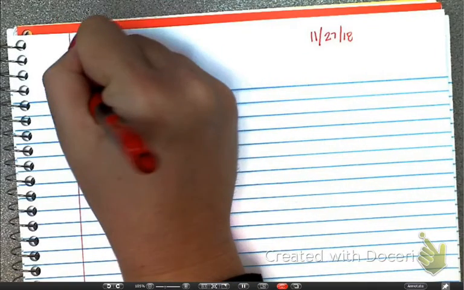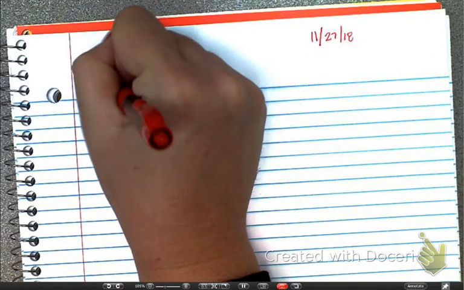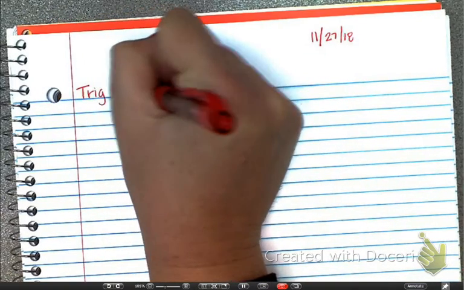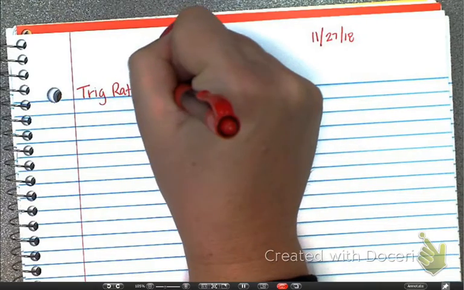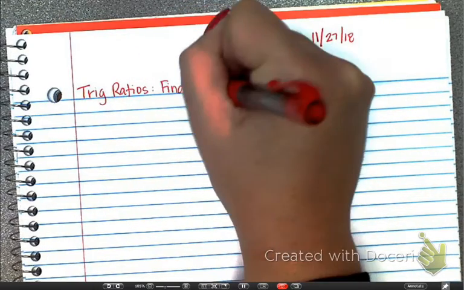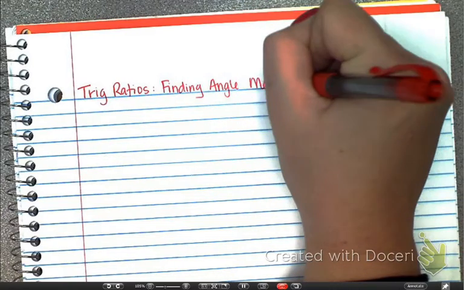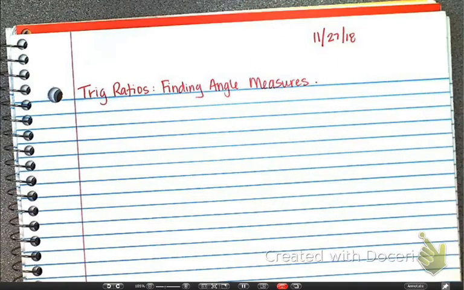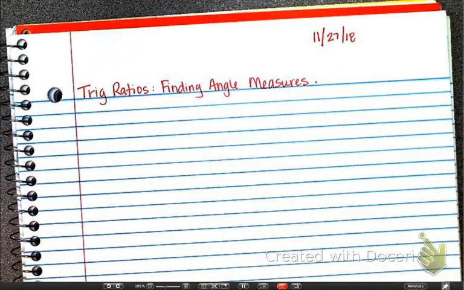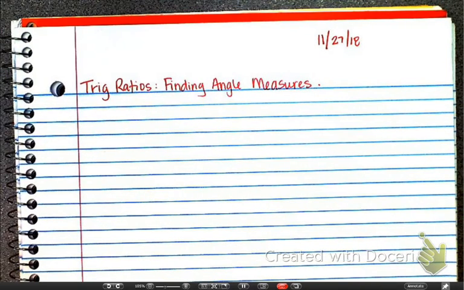So we're still using trig, sine, cosine, and tangent, except we're going to find angle measures. Just like before, the first thing I'm going to write at the top of my paper so that I can do all these problems is what? SOHCAHTOA.